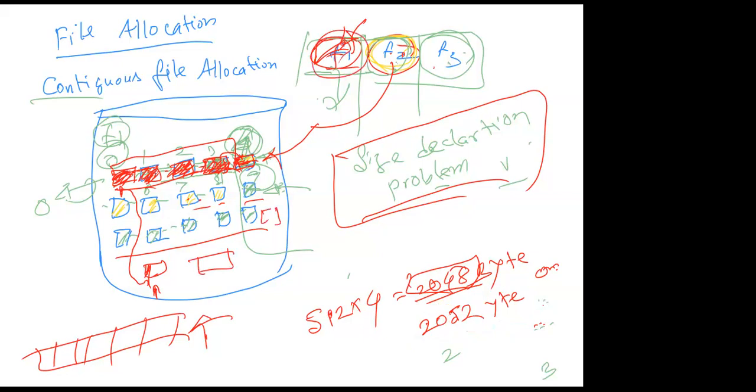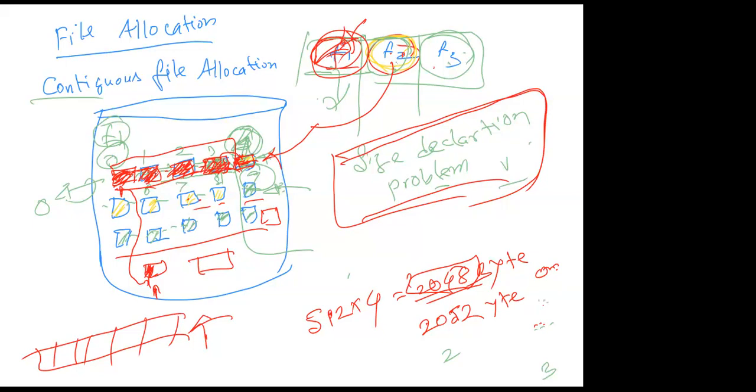So where you find this data, you can store it. If you consider non-contiguous allocation, this size declaration is not a problem. So this is how non-contiguous allocation works. You can extend or shrink your file anytime. Now the next problem is for contiguous allocation.